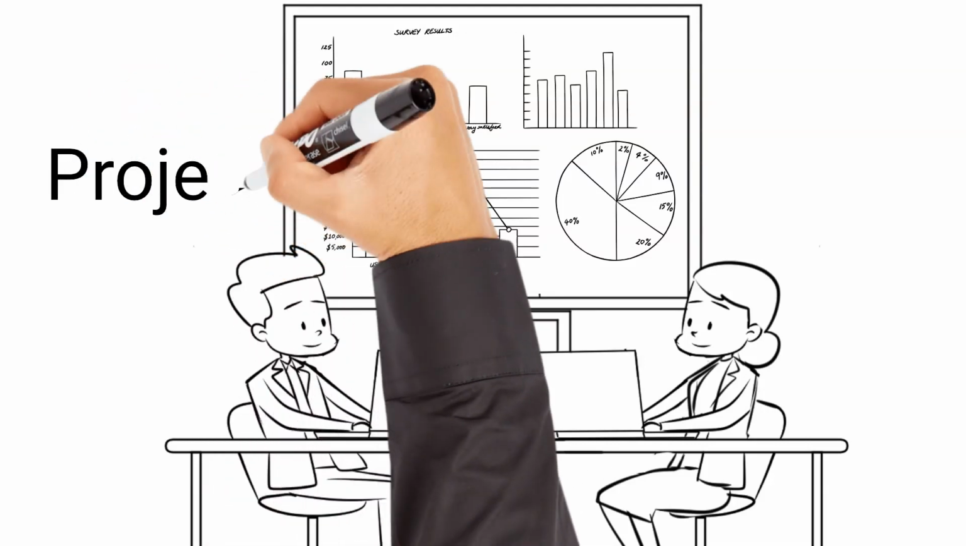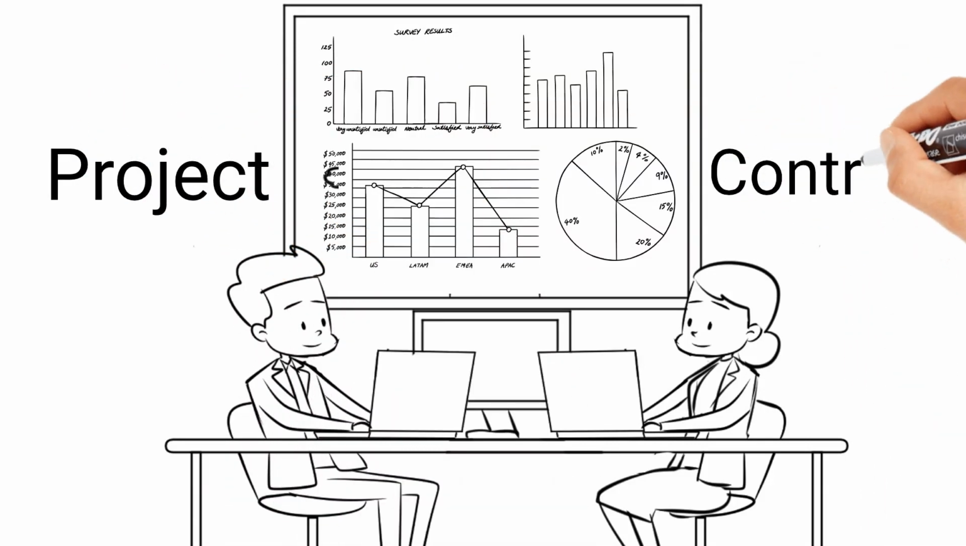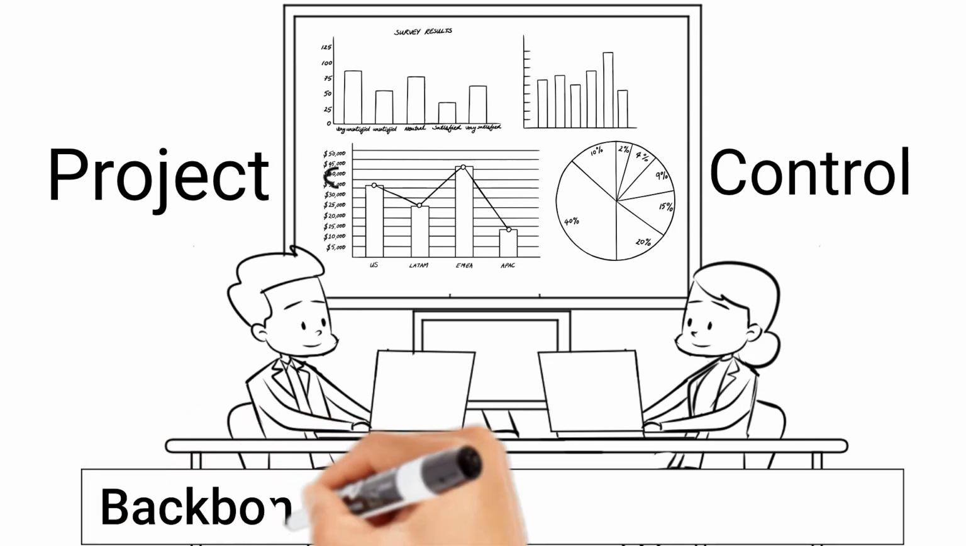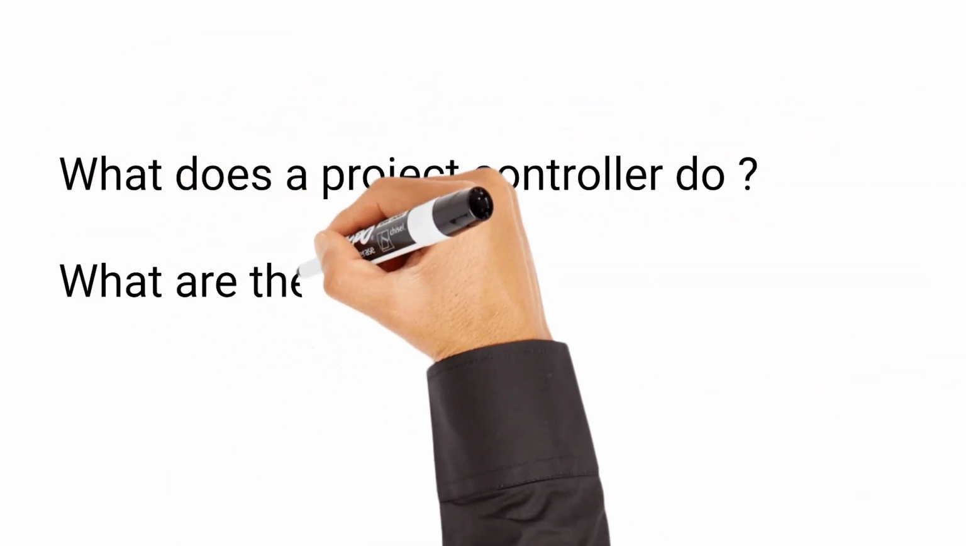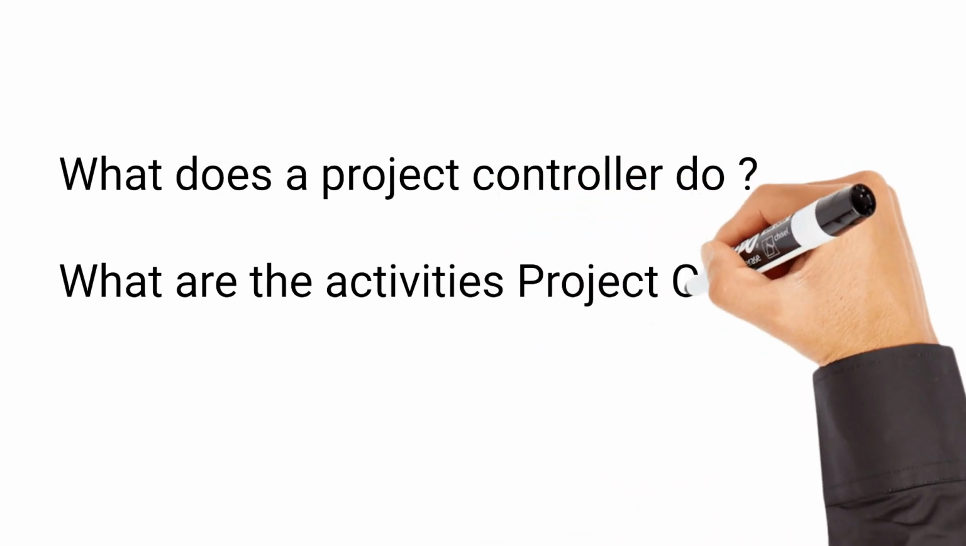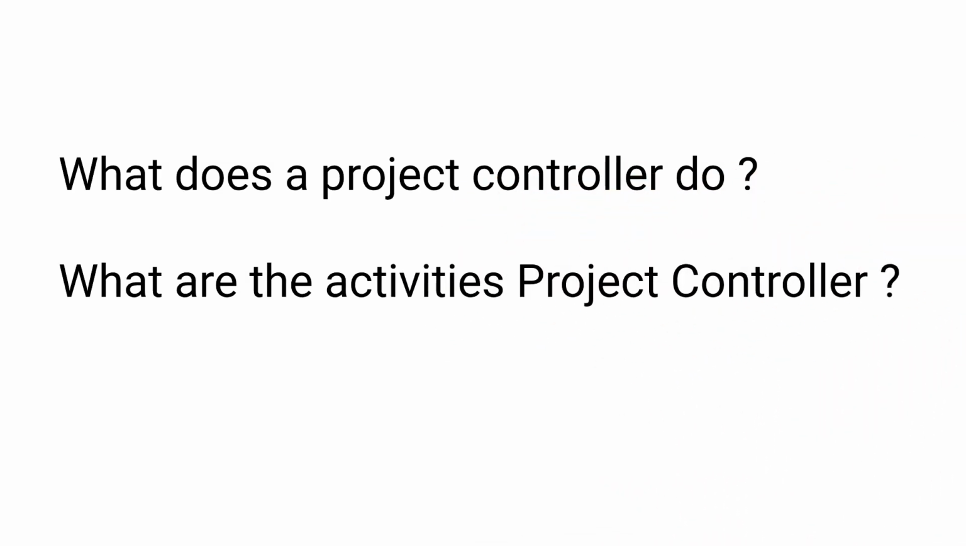Project controls is a process that encompasses the resources, procedures, and tools for the planning, monitoring, and controlling of all phases of the capital project lifecycle. But, do you ever wonder what a project controller does on the projects? What are the specific activities performed by a project controller on a project? If these questions are echoing in your mind, then you have come to the right video.